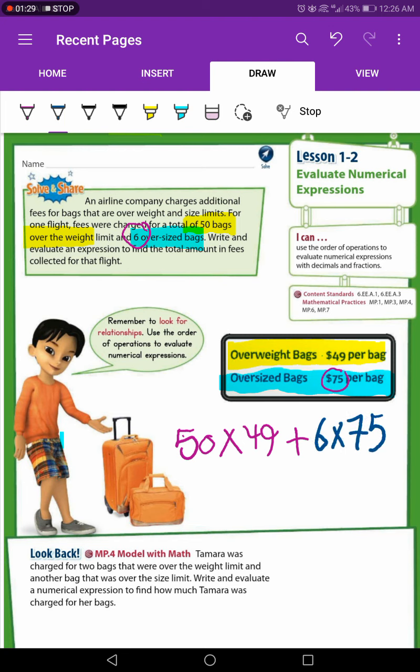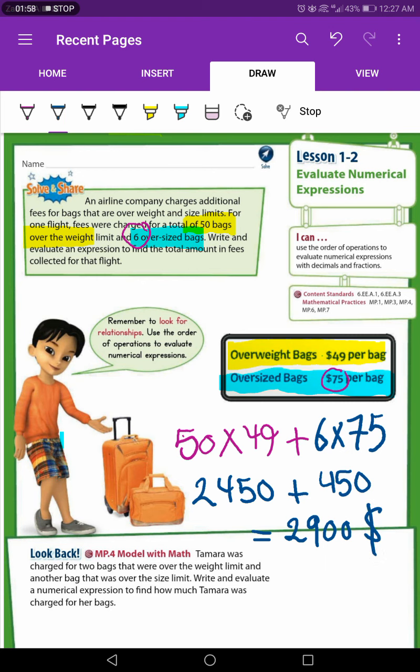Now we multiply 50 by 49, which equals 2450, plus 6 multiplied by 75, which equals 450. The total cost for the charge for all the bags is $2,900. What we learned here is how to write the expression, and that we have to do the multiplication before addition.